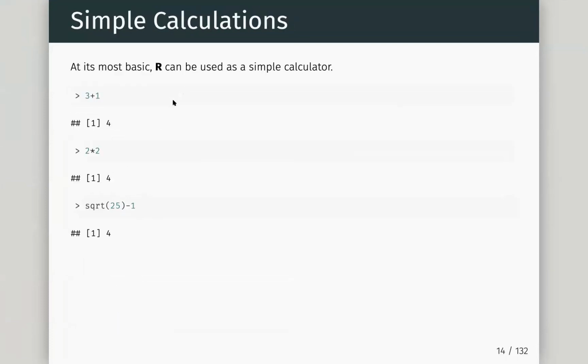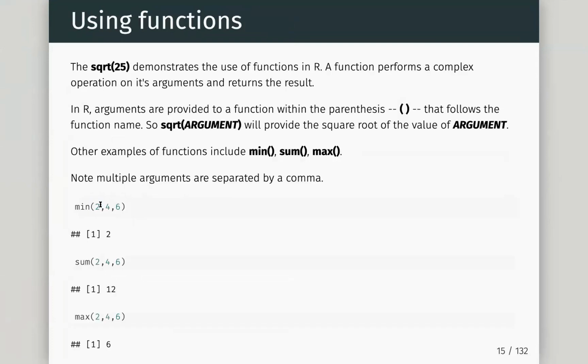You can see here our first example of a function. Okay, so here, like a graphical calculator, we have functions which we can apply to numbers or other variables. A function will just apply a complex operation on its arguments. So this is the function square root. This is the argument 25. And then it's going to return the result either to the screen or to another variable.